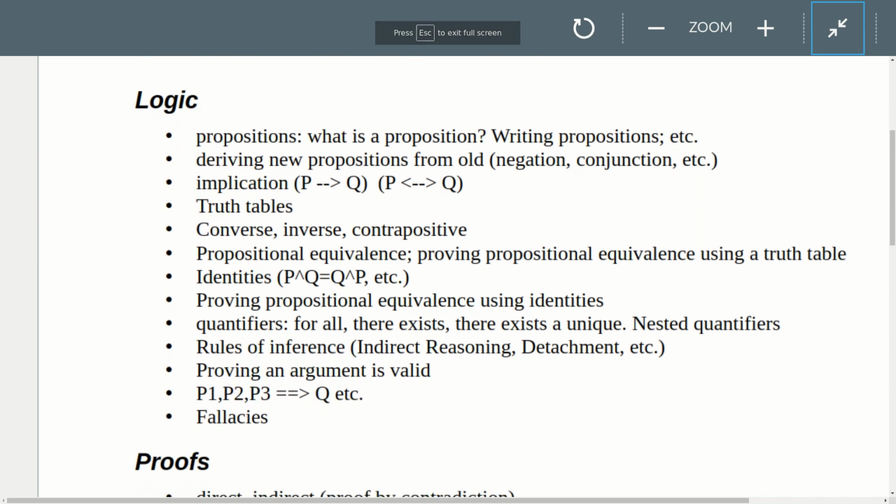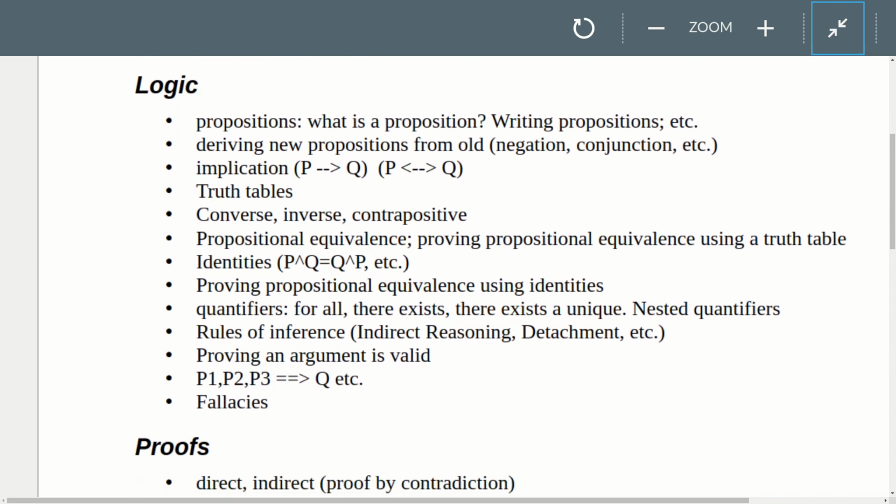All right, possible midterm topics, basically logic and proofs. So logic is propositions: what's a proposition, deriving new propositions from old propositions, so operations like conjunction, disjunction, negation, ands and ors and nots, right? Implication, so if P then Q, or the double arrow P if and only if Q, or if you like, if P then Q and if Q then P.